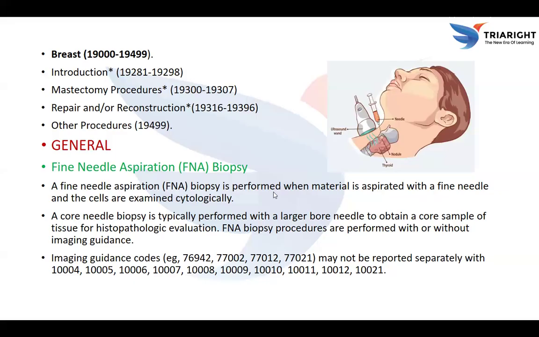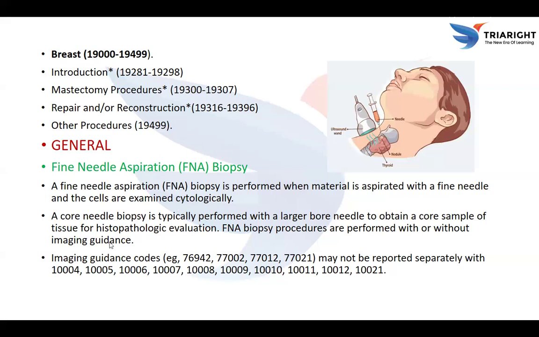Next is fine needle aspiration biopsy. What is FNA biopsy? A thin needle is inserted into a lump and cells are sucked out for examination. The cells are studied under a microscope and looks at cellular details, that is cytology. When is FNA used? When there are breast lumps, thyroid nodules, lymph nodes and soft tissue masses.